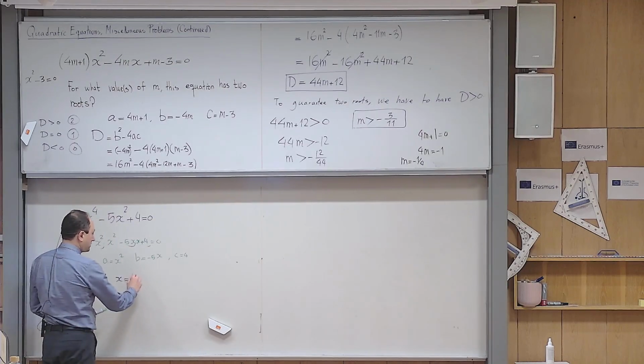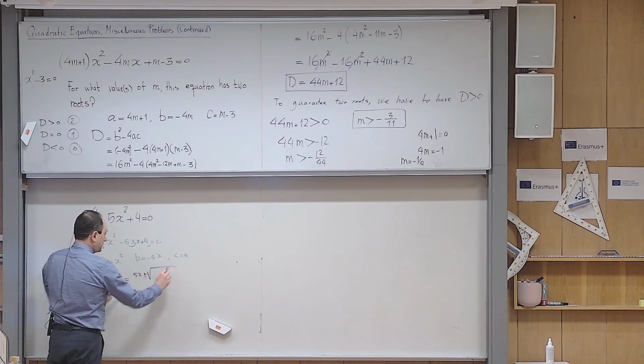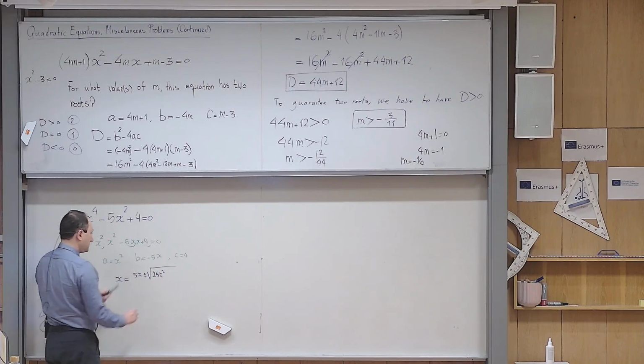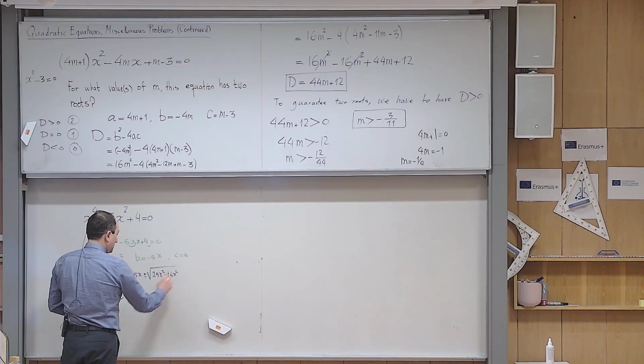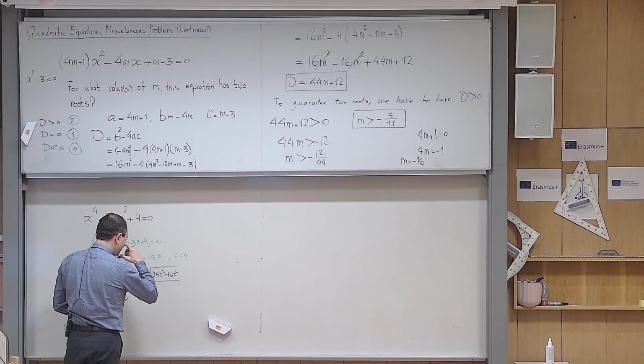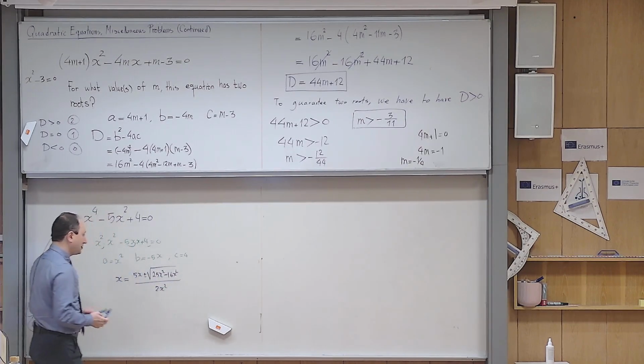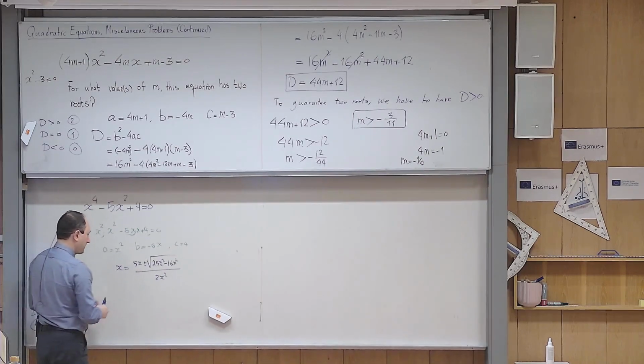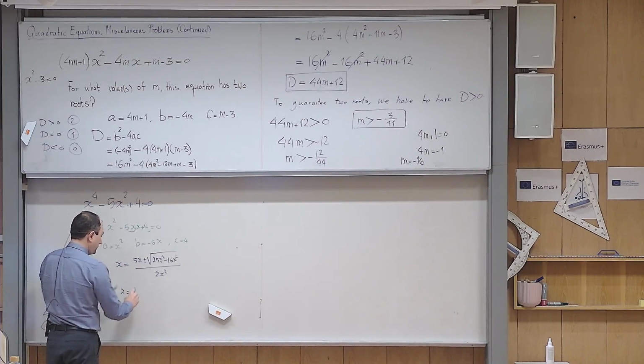Minus b is 5x, plus or minus the square root of b squared, which is 25x squared, minus 16x squared. And then what happens? By the way, the idea is probably working. And then 2 times x is... No, the reason that it doesn't work, you will see why. It becomes x equals 5x.